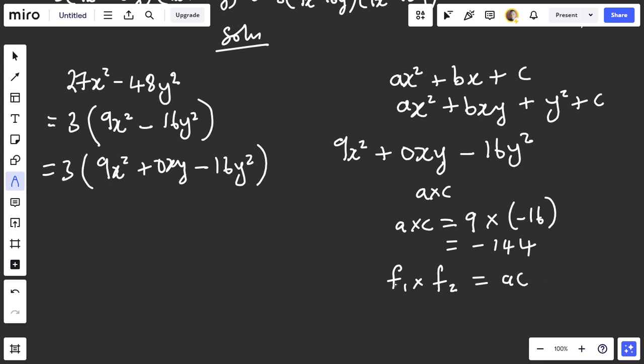So we are going to look for two factors that when we multiply them will give us minus 144. Those two factors will be minus 12 times positive 12, which will give you minus 144. So the two factors we have now are minus 12 and plus 12.